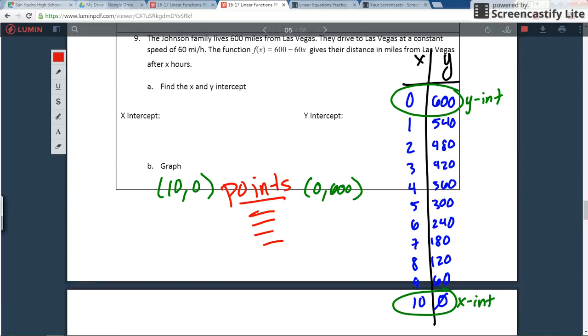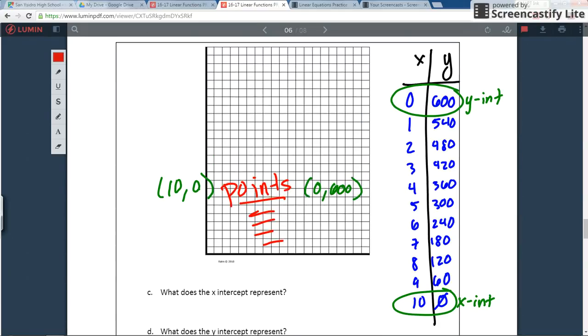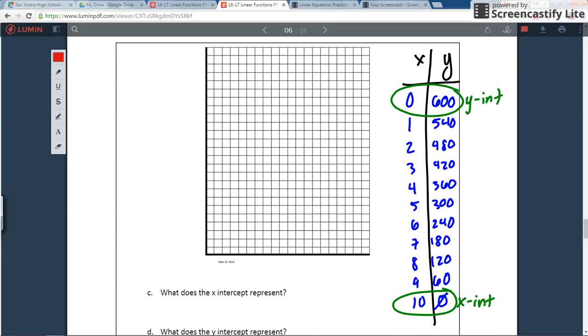Okay, now it says to graph it. Good thing is tables are easy to graph because you're just plotting points. But then you've got to decide what's going to be the scale of the y-axis and what's going to be the scale of the x-axis. Well, let's look. The highest number we have on the y-axis is 600. So we've got to figure out how we're going to get 600 on the y-axis. Well, if we went like this, that's never going to make it. I bet if we went by tens, it wouldn't make it either. So let's see. Let's count.